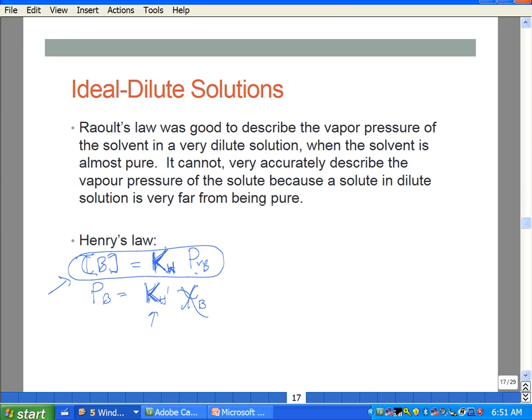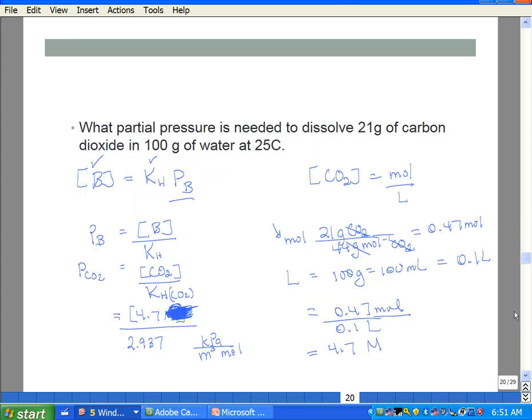So I think we were starting to work that problem where we're dealing with Henry's law. What partial pressure is needed to dissolve 21 grams of carbon dioxide in 100 grams of water? We worked the problem at the very end of the last class. We got down to the point where we found the concentration, I think. So what partial pressure is needed to dissolve 21 grams of carbon dioxide?